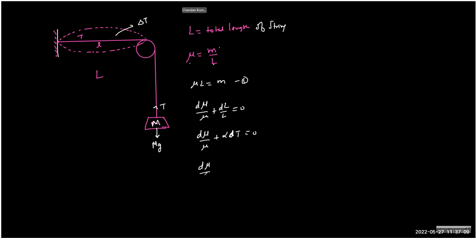So now you can see that d mu by mu is how much? And of course, as temperature increases, length will increase, mu will decrease. That's why the negative sign. Do you realize this?